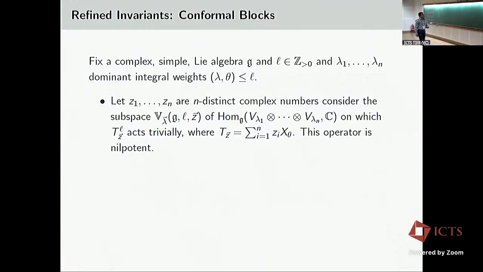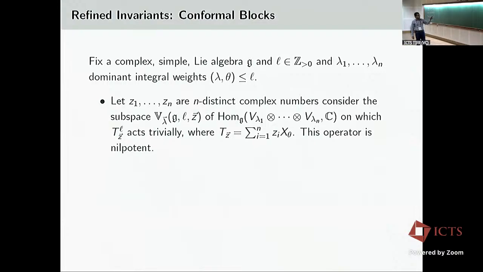You can think of these n distinct points as n points on P1, and as these points move in the moduli space of genus 0 curves, this forms a vector bundle. Okay, so this is the main player.